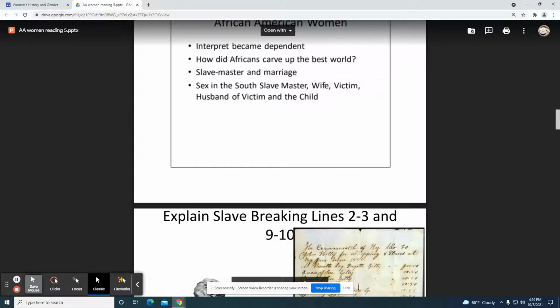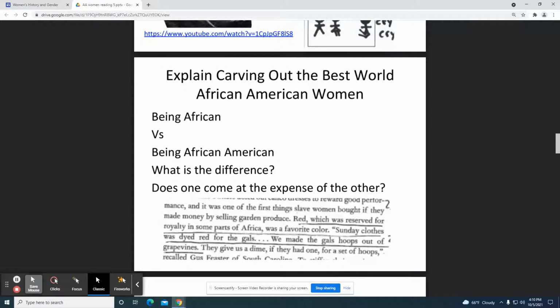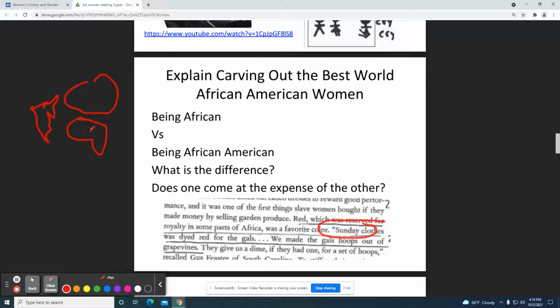Slave breaking, which is kind of linked to this one. How did Africans carve up the best world? I'm going to come back to that particular point. According to the reading, it talked about certain Sunday clothing and colors. If we're looking at the world here, and we have people coming from Africa to what's called the New World, the question is, at which point are they going to lose their African identity? This probably will not be a choice for generations after groups start to come over from Africa, but for the first generation, they're trying to maintain their cultural identity, which is the point being addressed here.